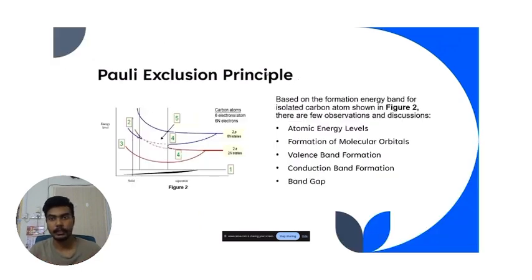So the next would be the figure shown in the question. I'm supposed to explain what is observed and discuss it. Based on the formation of energy bands for an isolated carbon atom shown in figure 2, there are a few observations and discussions. There's a total of five observations I'm about to discuss: atomic energy levels, formation of molecular orbitals, valence band formation, conduction band formation, and band gap.